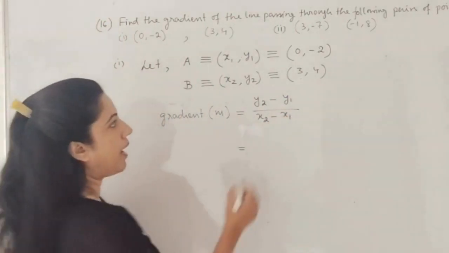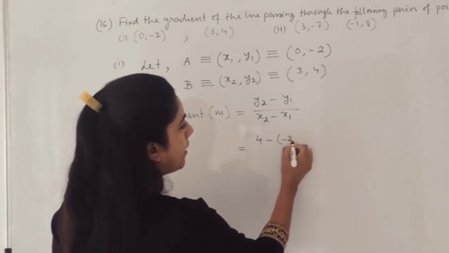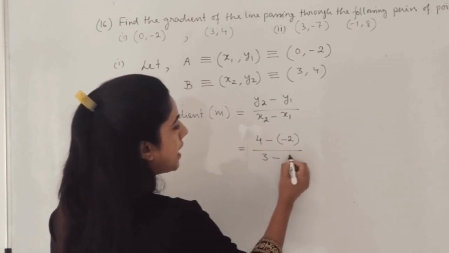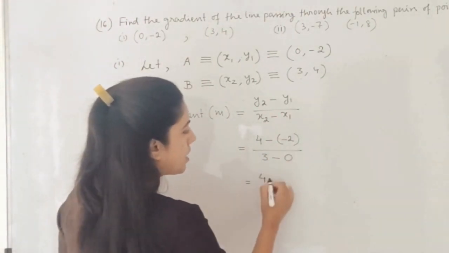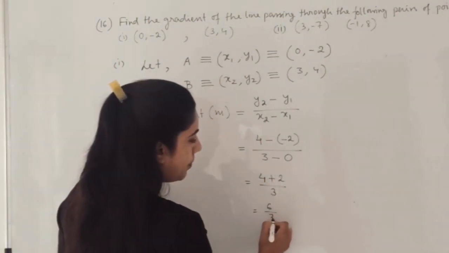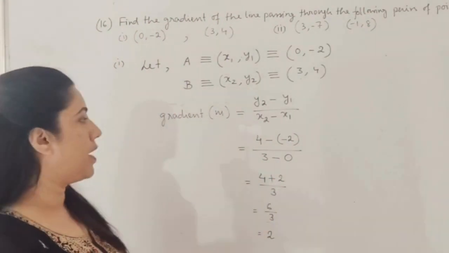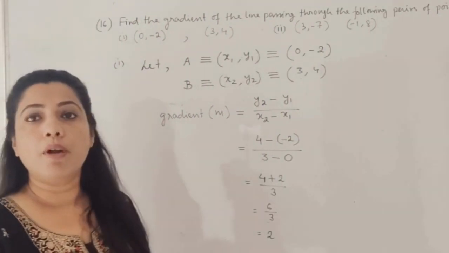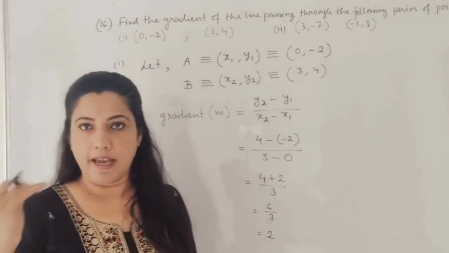So now put the values, y2 is 4, 4 minus y1 is -2 divided by x2 is 3 minus x1 is 0. So now let us calculate it. 4 minus and minus is plus 2 upon 3, which is your 6 upon 3, that is 2. So the gradient of the first pair of points is 2. Okay? I hope everyone understood. The formula for the gradient is y2 minus y1 upon x2 minus x1.